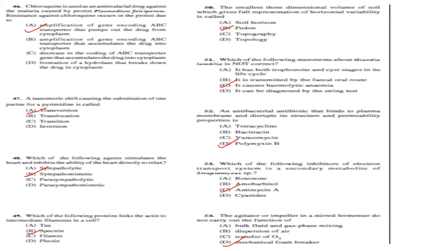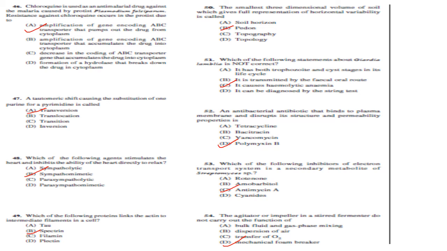Sympathomimetic drugs are stimulant compounds which mimic the effects of endogenous agonist of the sympathetic nervous system. It increases heart rate, force of cardiac contraction. So which of the following agents stimulate the heart and inhibit the ability of the heart directly to relax? So they are sympathomimetic drugs.